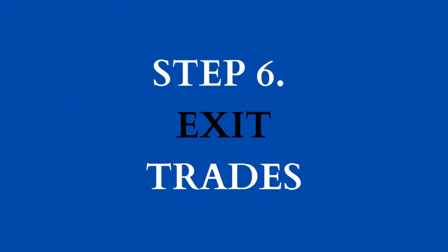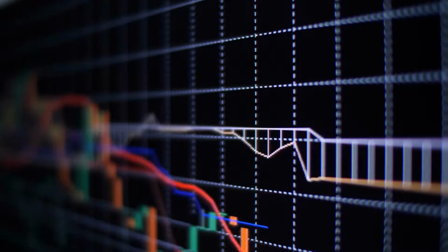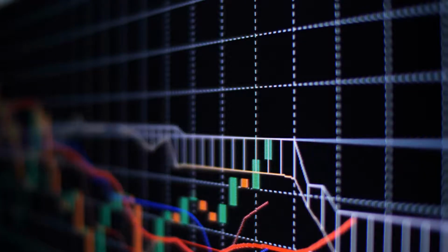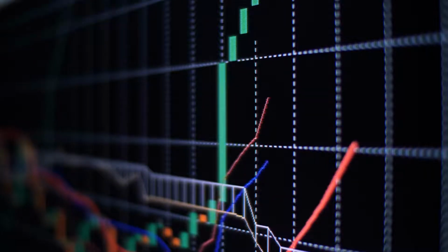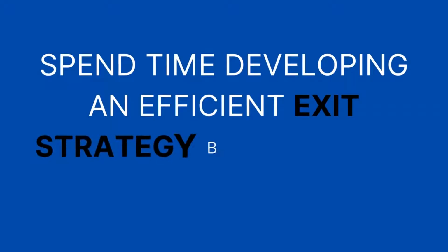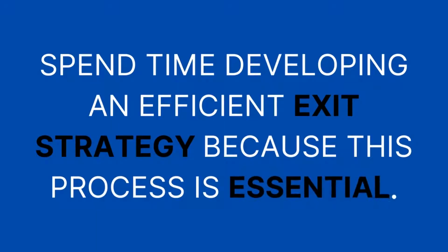Step 6. Exit trades. You can exit trades in Forex if your chart setup is invalidated or you no longer want to wait for more profits or losses. You can exit a running trade automatically by setting a stop loss and take profit or manually closing the trade. Spend time developing an efficient exit strategy, because this process is essential.